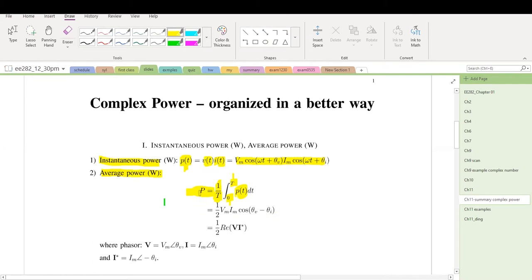The relationship of average power with the complex domain is the real part of V multiplied by conjugate I, take the half and take the real part. Phasor V equals Vm angle theta V, and I equals Im angle theta I. And the I conjugate, that's Im angle minus theta I. You reverse the angle for conjugation there.